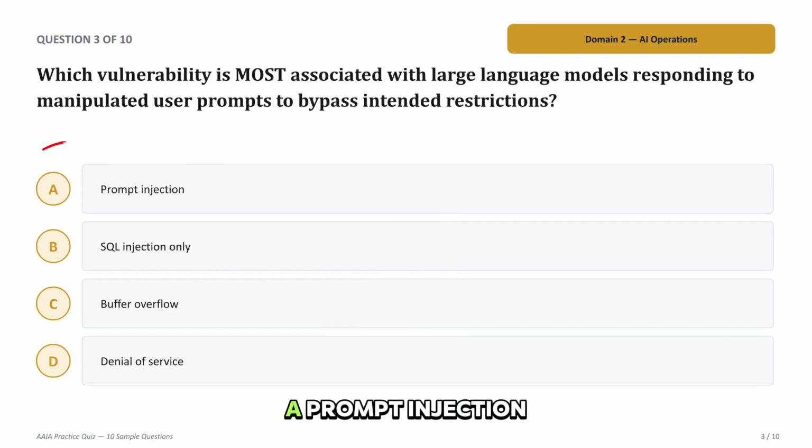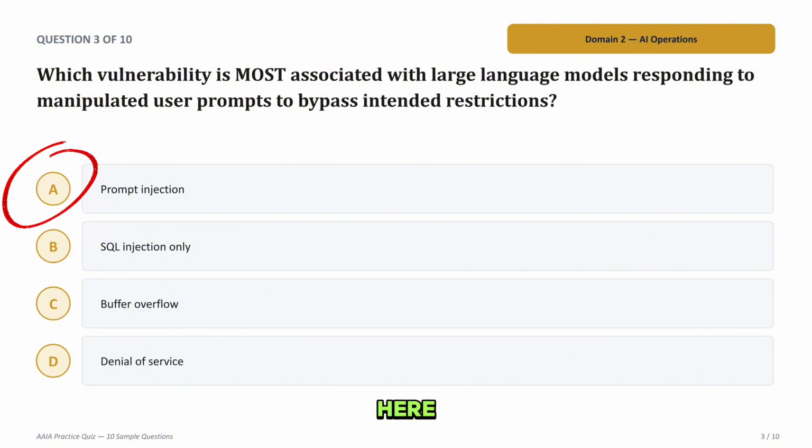The answer is A. Prompt injection. If you got this one, good. But this is honestly one of the easier Domain 2 questions in the bank. It gets a lot harder from here.